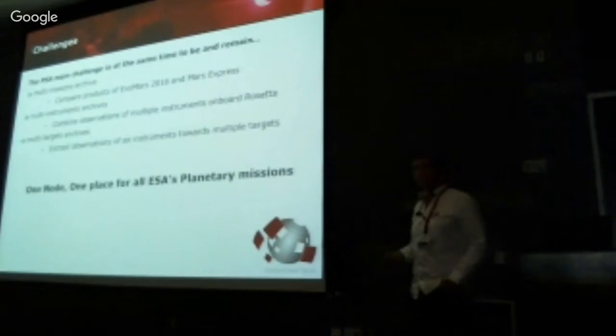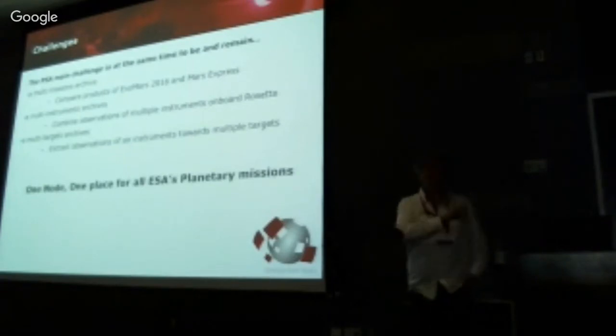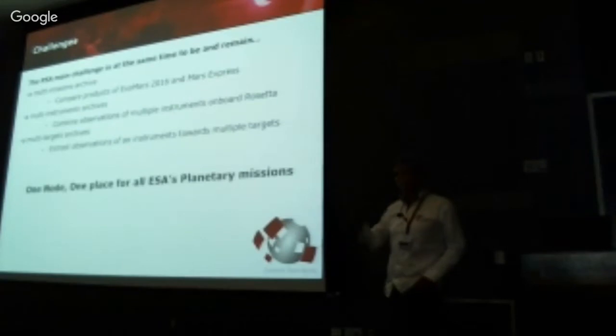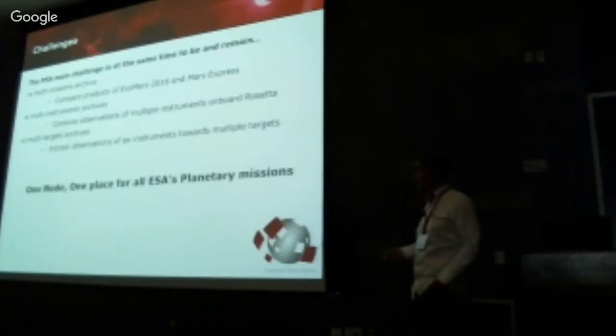On Rosetta, for instance, data will probably be archived in different ways at NASA, with different nodes. But here we put all of them in the same place. So we really want to be a multi-instrument archive. And we're also now trying to be a multi-target archive, because some instruments have observed different targets along the cruise phase. That's particularly true for Rosetta and the long cruise phase we have.